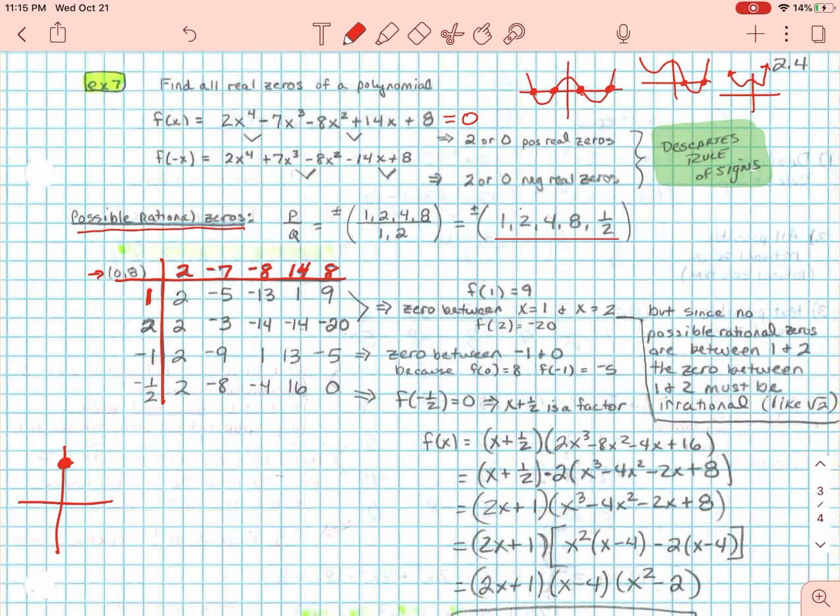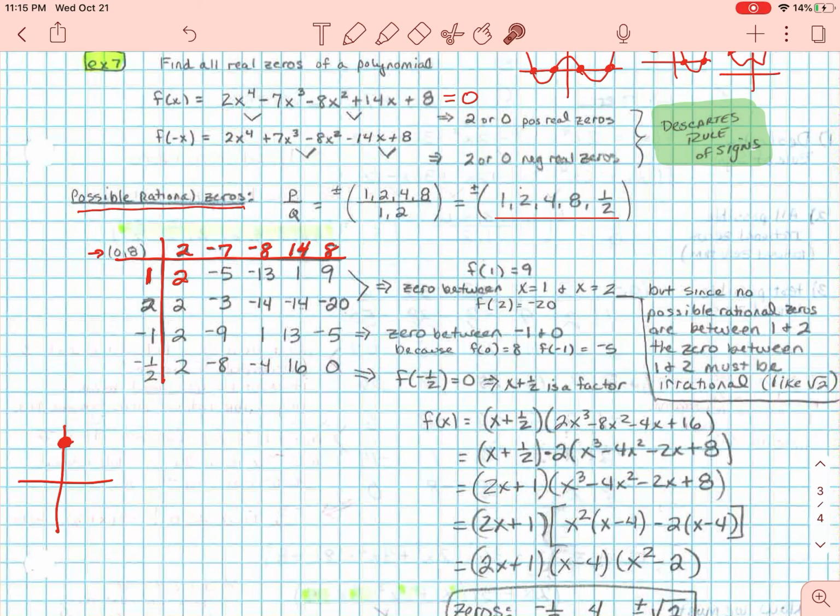So let's run through what happens. We try to see if 1 is a 0. So we bring down the 2, and 2 times 1 is 2, and we add that to -7 and get -5. -5 times 1 is -5, plus -8 is -13. -13 times 1 is -13, plus the 14 is 1, and 1 times 1 is 1, plus the 8 is 9. Now, what did we just find out? We found out that 1 is not a 0, but we also know something else. We know that f of 1 is 9.